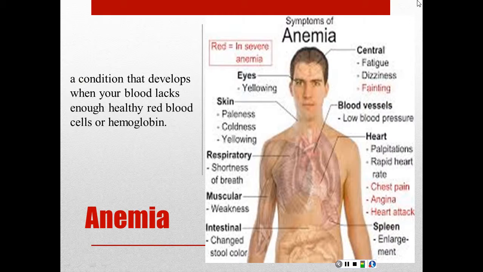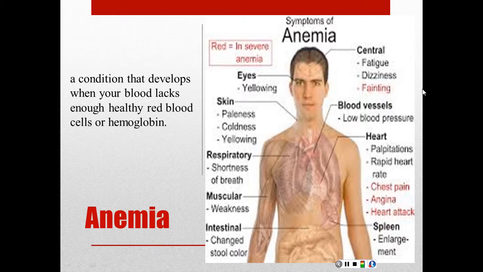I found this on the internet, and I thought it was neat just to put it in there so you see the various symptoms. Because some people just think, oh, this person's just cold. That's just one sign, but in extreme cases, you'll have a person suffering from chest pain or angina, or even a heart attack, or even fainting.